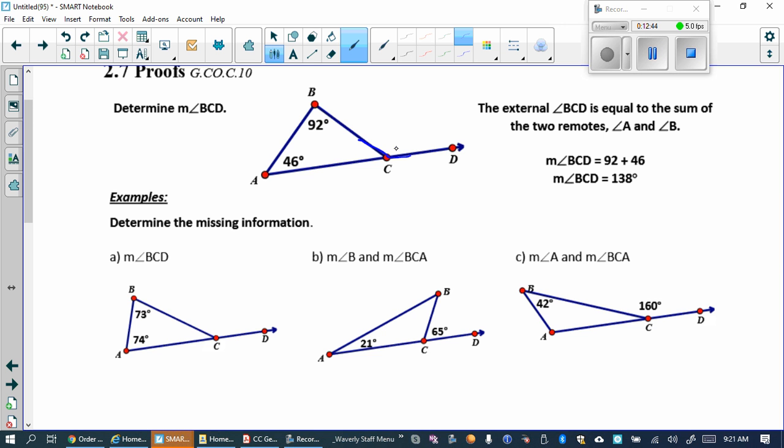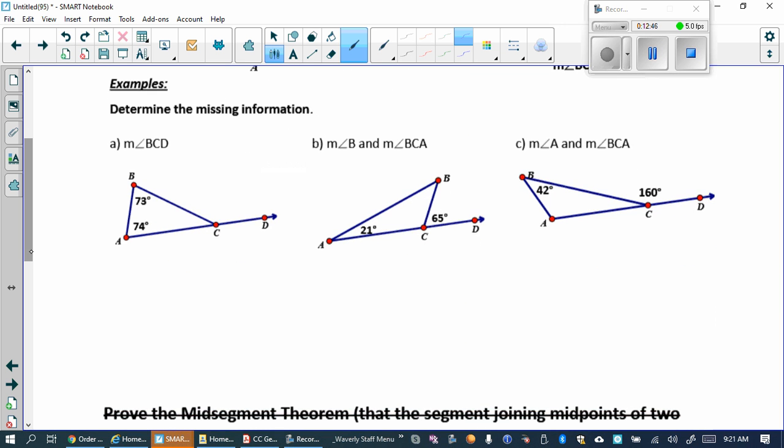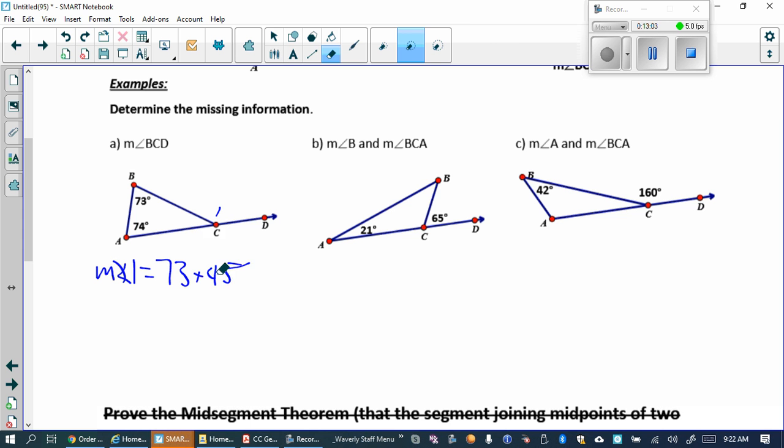Okay? So why don't you guys take a minute, and I want you to work on these three here. I'm going to call it angle 1 here. So measure, less writing. What'd you do?